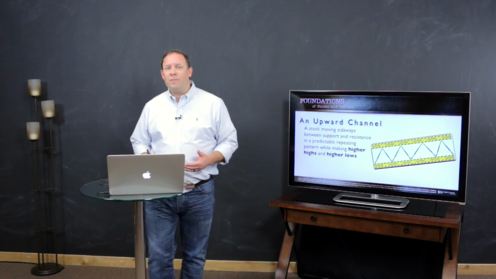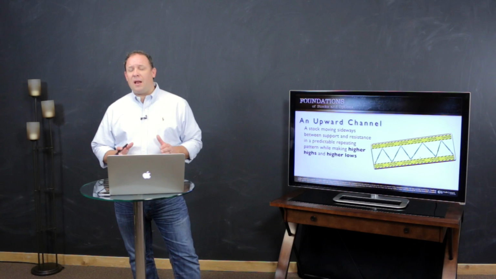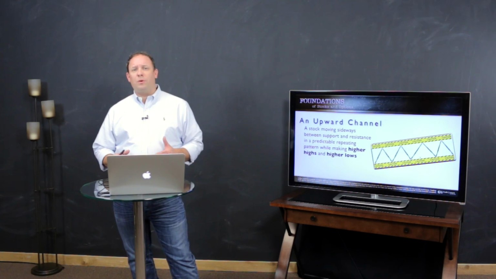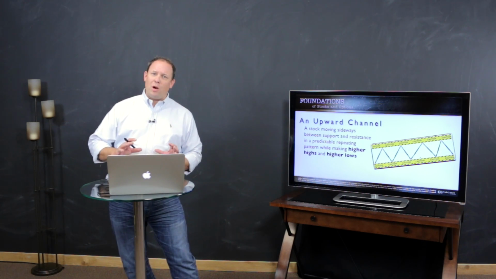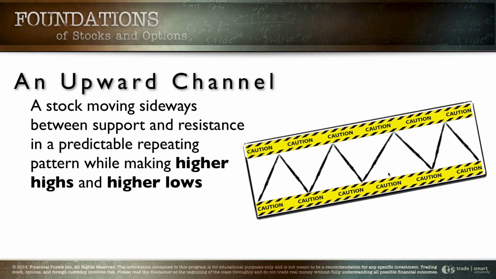Let's take another picture here, and let's take the idea that we just had of a stock moving sideways between support and resistance, but this time let's turn it on its side just a little bit, and now we've got a stock moving between support and resistance in a predictable repeating pattern. But this time we are doing so while making higher highs and higher lows. Now, this is really, really important to understand. Take a look at this theoretical picture here.